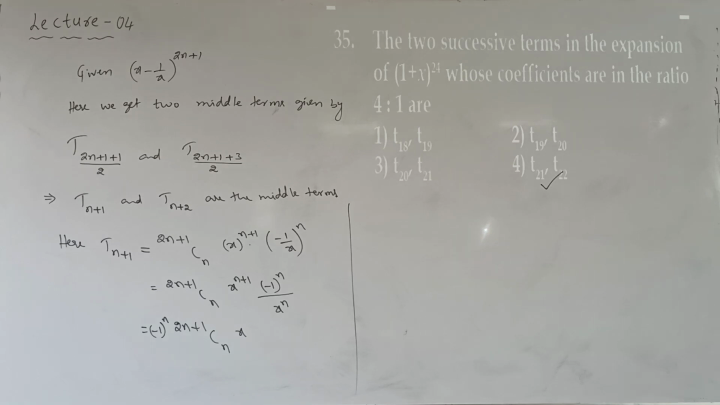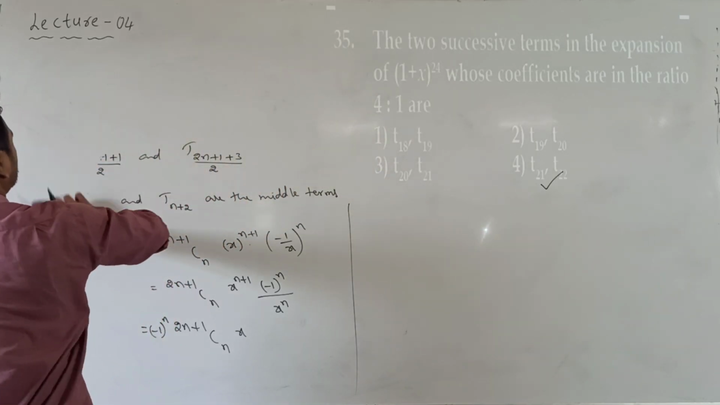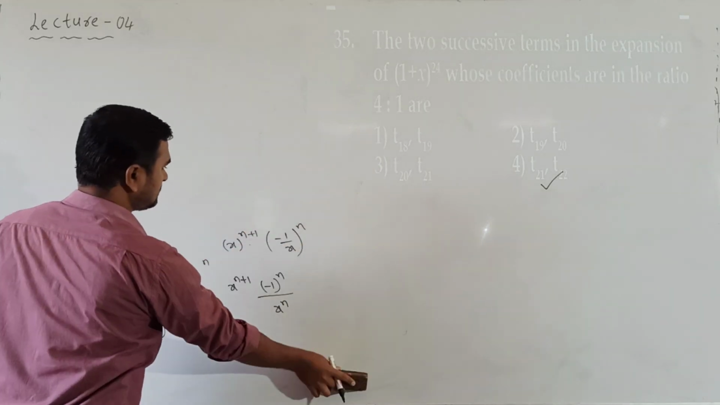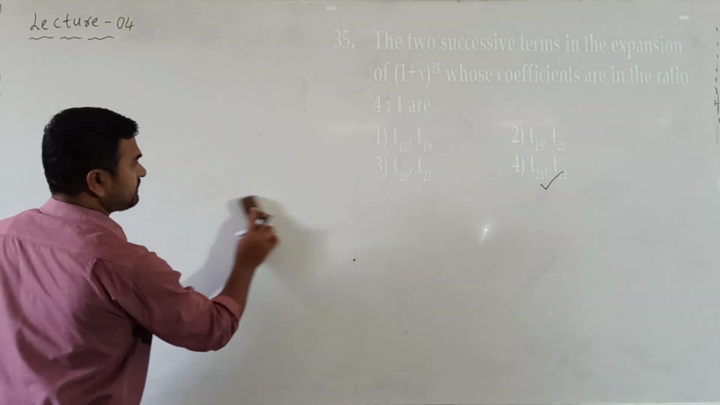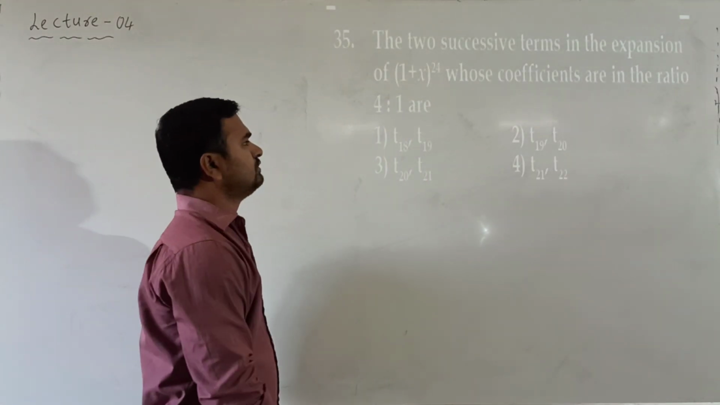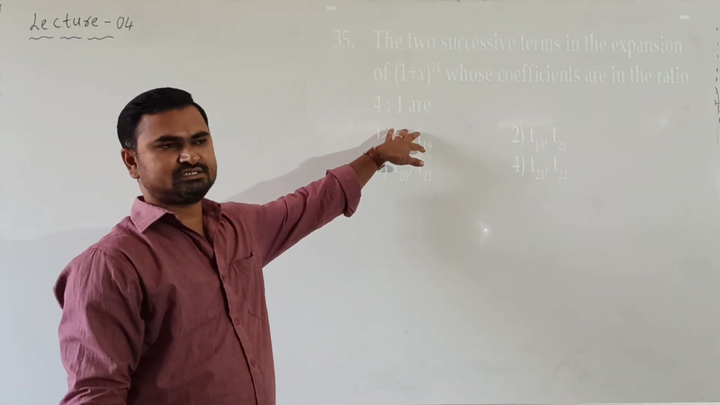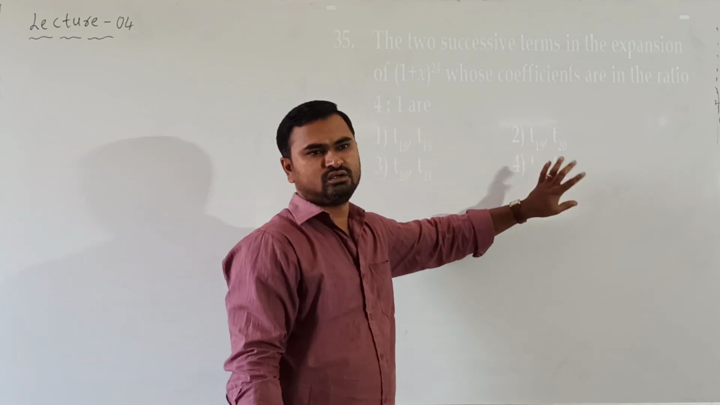Two successive terms in the expansion of 1 plus x whole power 24 whose coefficients are in the ratio of 4:1 are. So in that expansion given, we have to find two successive terms or two consecutive terms, whose coefficients are in the ratio of 4:1. So their coefficients is ratio 4:1 given. Now we have to find what are that two terms.